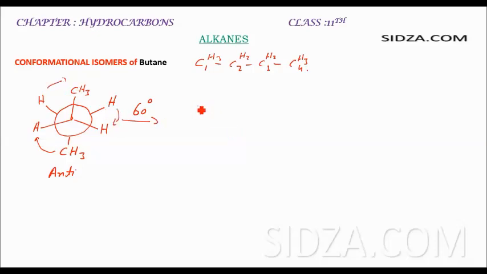Now there will be an eclipsing, isn't it? The eclipsing will be between the methyl and the hydrogen, right? Here is the eclipsing between hydrogens. Here is the eclipsing between the hydrogen and the methyl, the CH3 and the hydrogen. Here will be the eclipsing between the hydrogen and the CH3. Okay, this is eclipsing, right? Again, if I rotate it by 60 degrees, correct? This is the eclipsed state.